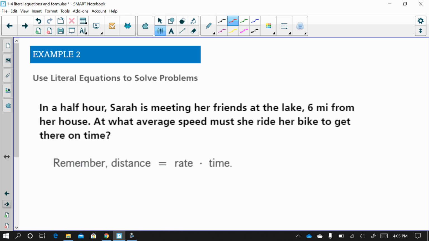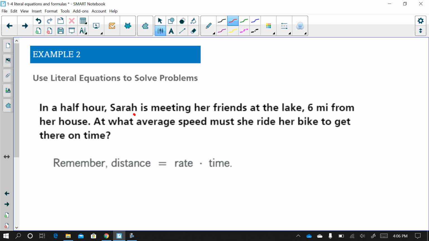Okay, so let's look at another problem. We can use these equations to solve problems. So in a half hour, Sarah is meeting with her friends at the lake, 6 miles from her house. At what average speed must she ride her bike to get there on time?